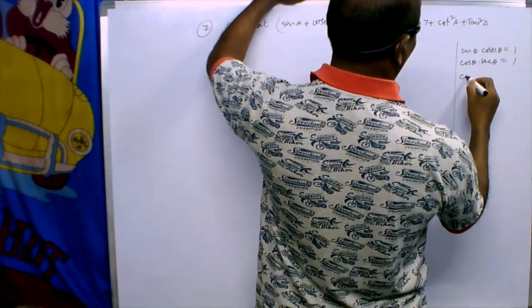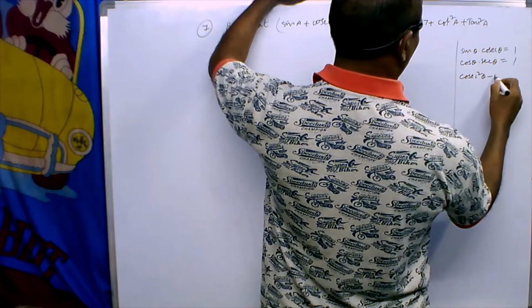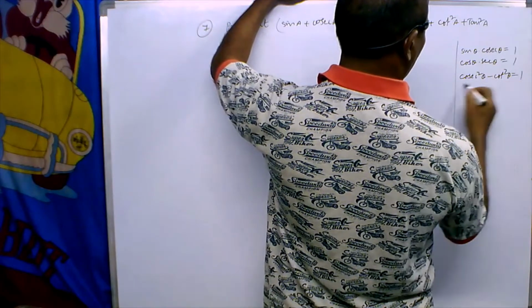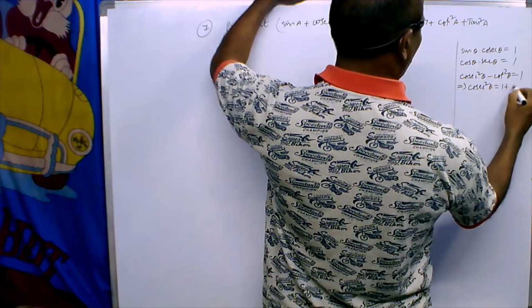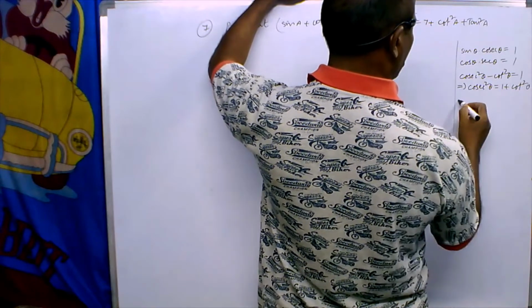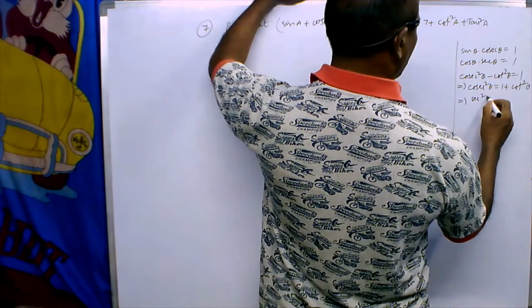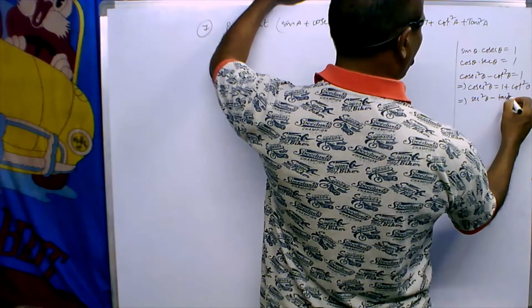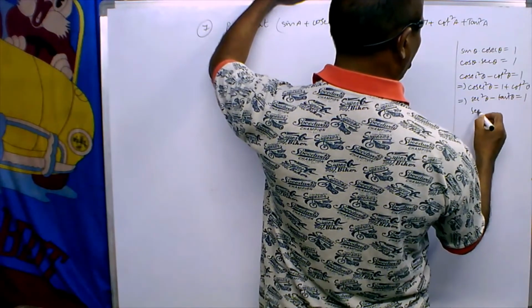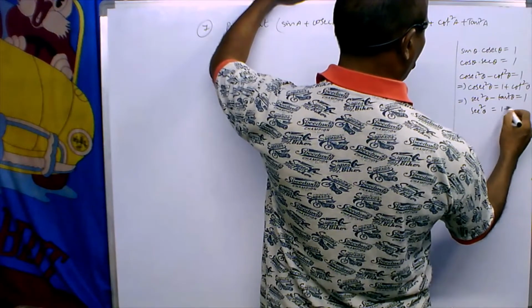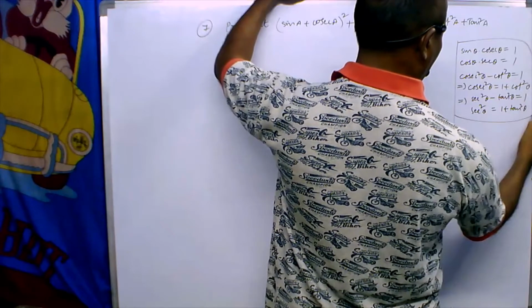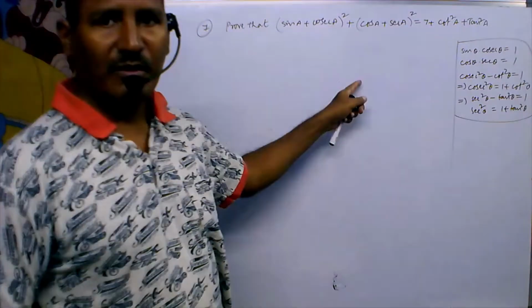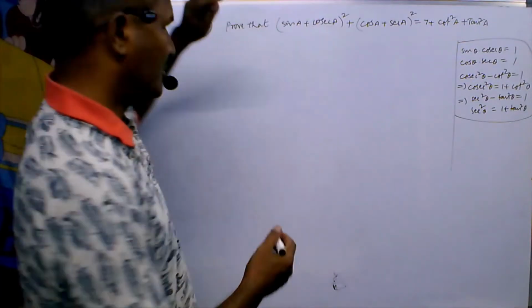Next, cosecant square theta minus cot square theta equal to 1. This implies cosecant square theta equal to 1 plus cot square theta. Similarly, secant square theta minus tan square theta is equal to 1. Secant square theta equal to 1 plus tan square theta. These are the important concepts that we apply in proving this question.